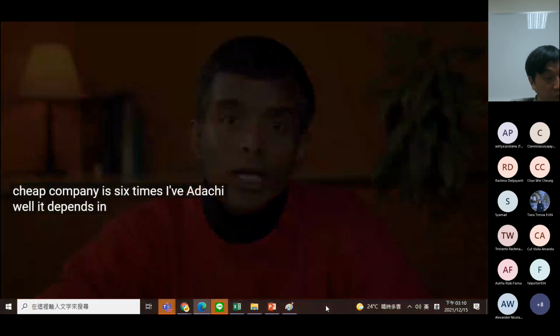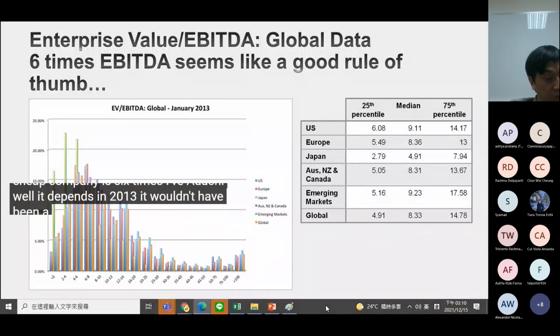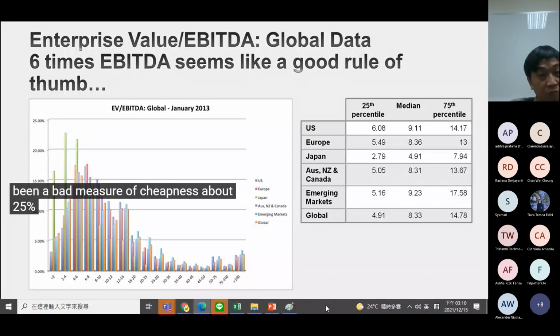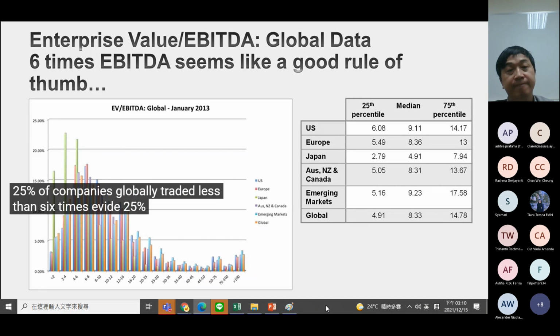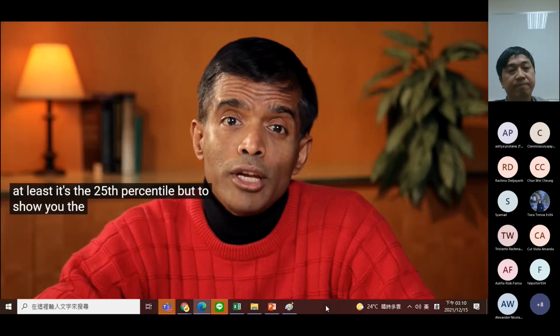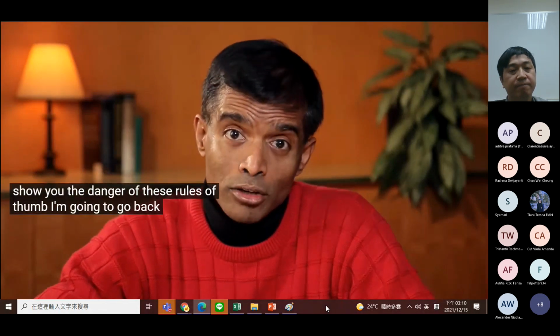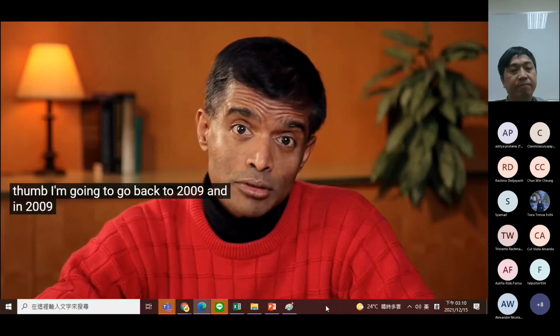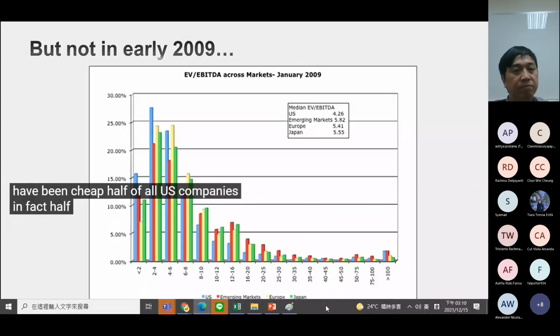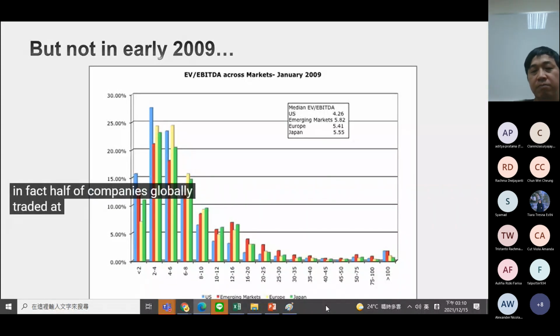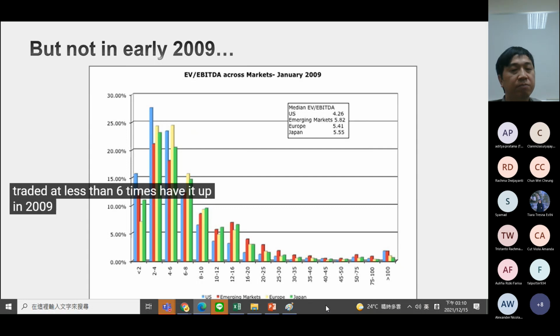Well, it depends. In 2013, it wouldn't have been a bad measure of cheapness. About 25% of companies globally trade at less than 6 times EBITDA. 25% of 40,000 companies is still 10,000 companies, but at least it's the 25th percentile. But to show you the danger of these rules of thumb, I'm going to go back to 2009. And in 2009, 6 times EBITDA would not have been cheap. Half of all US companies, in fact, half of companies globally traded at less than 6 times EBITDA in 2009.